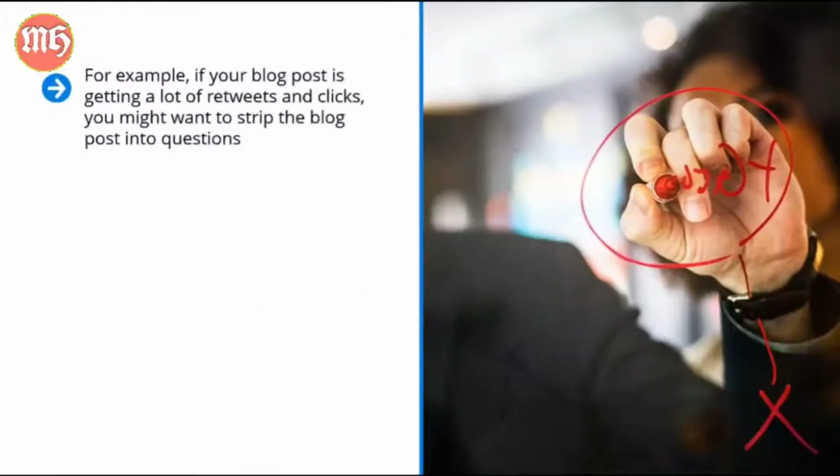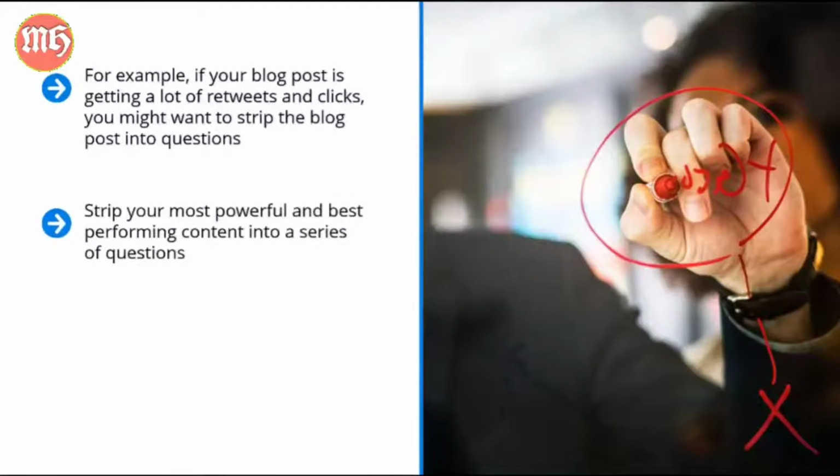For example, if your blog post is getting a lot of retweets and clicks, you might want to strip the blog post into questions. This isn't all that hard because if you look at any type of content, it consists of answers to questions. The questions may not be obvious. The questions may not be plainly stated, but the content is meant to address certain concerns.